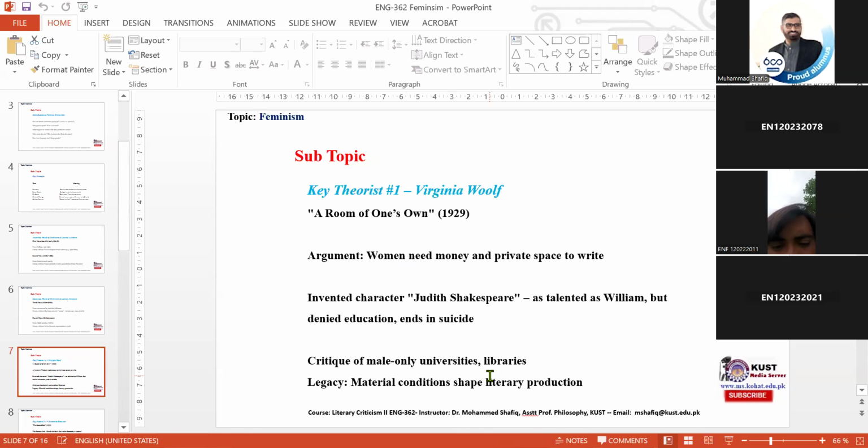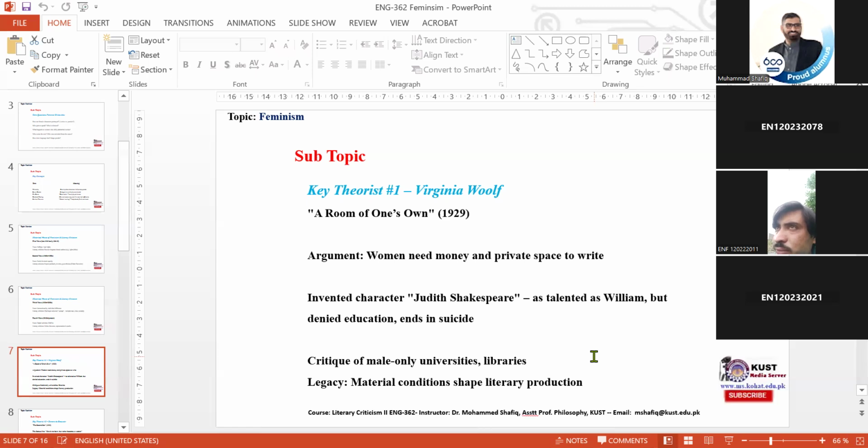So Woolf's point is that genius requires material freedom. You cannot write if you are interrupted, poor, or denied education. This remains one of the most powerful arguments for why the literary canon is dominated by men. She critiques male-only universities and libraries, and shows that legacy and material conditions shape literary production. It is not because women lacked talent, but because they lacked rooms. Women lack power, and they lack the money and space to write, which normally is not provided to them.